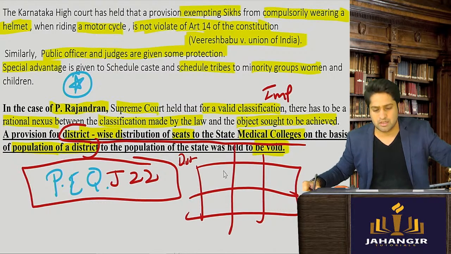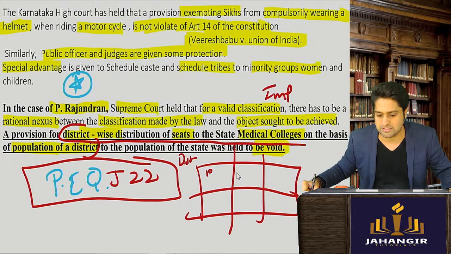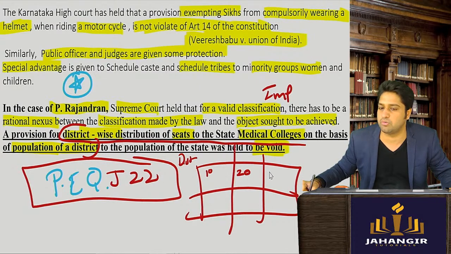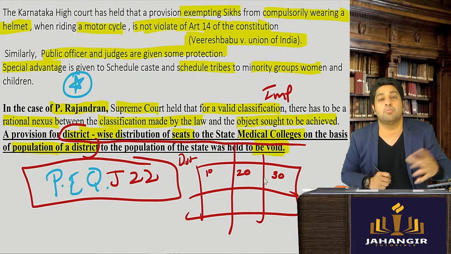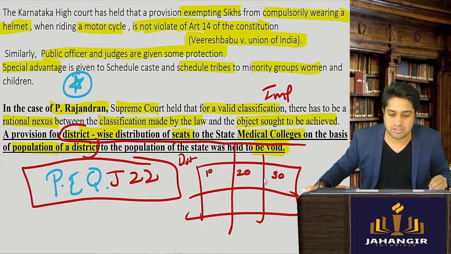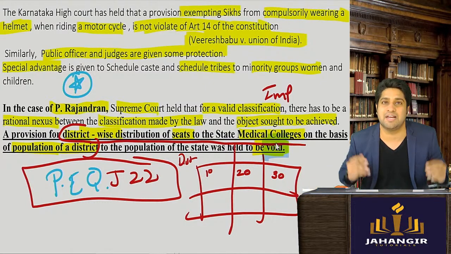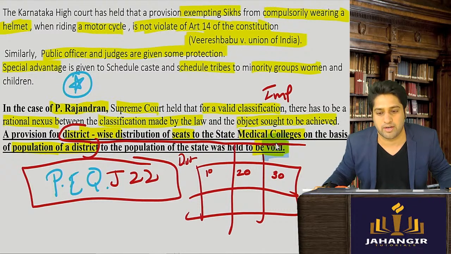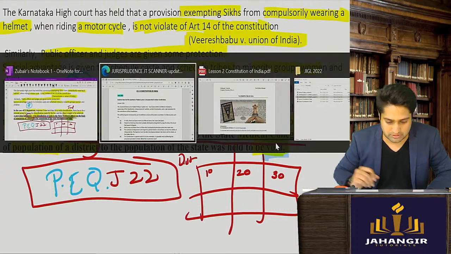That is, if there is this much population, these many seats will be given. Here there is more population, so more will be given. Here more population, so more medical seats will be given. This was held to be not based on some intelligent differentia and it is void. Okay, so I'll take you through the exam question also.